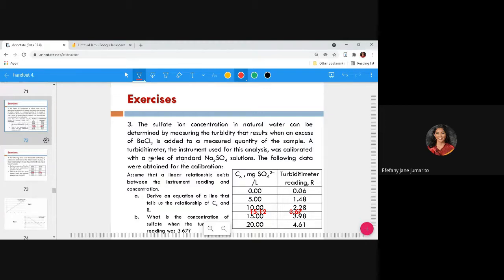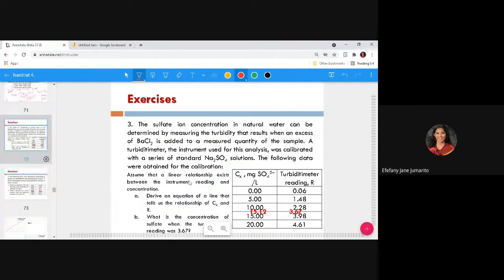Okay, we have this one. Exercise 3. The sulfate ion concentration in natural water can be determined by measuring the turbidity that results when an excess of barium chloride is added to the measured quantity of the sample. So you are determining the impurities present in your water, especially the sulfate ion concentration.